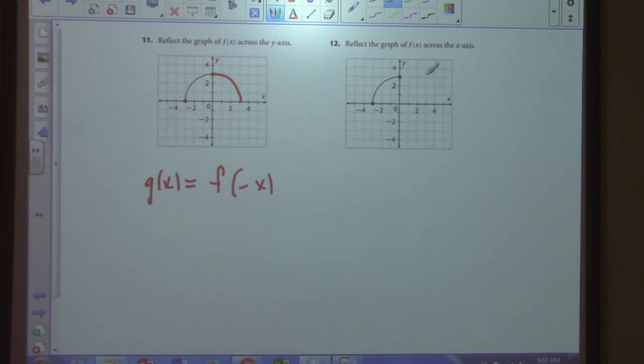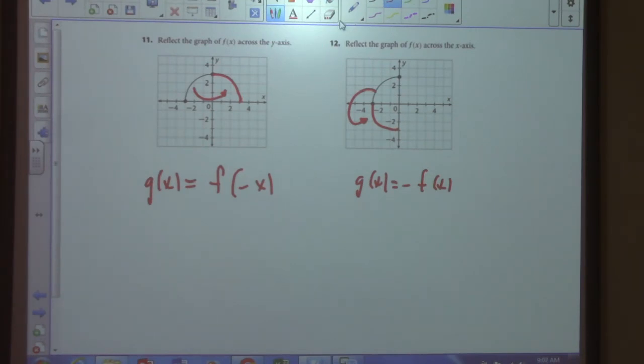And then this one across the x-axis is going to be g of x is equal to negative f of x. Okay, so it's going to be like, again, 3. Something like this. Rotate about the x-axis. Rotate about the y-axis. Okay, so we're done with this one here today.